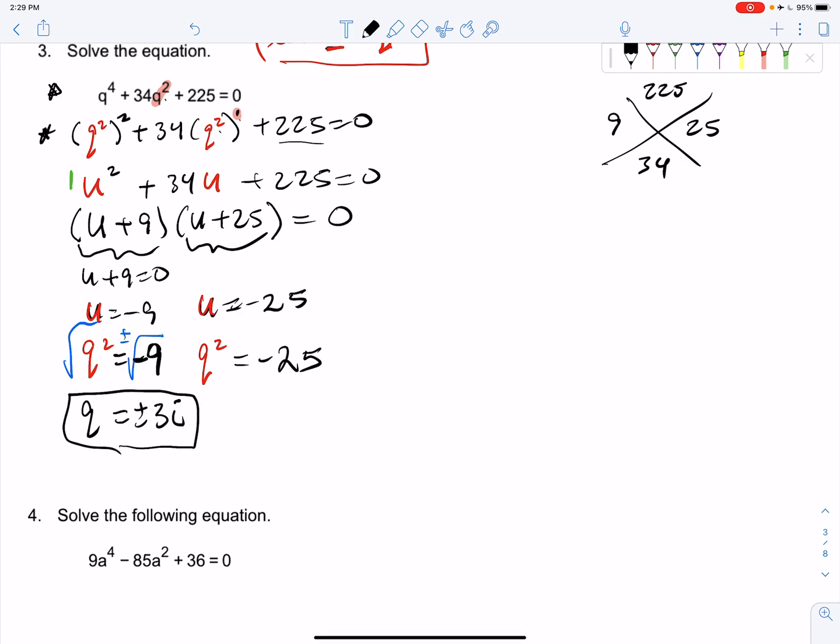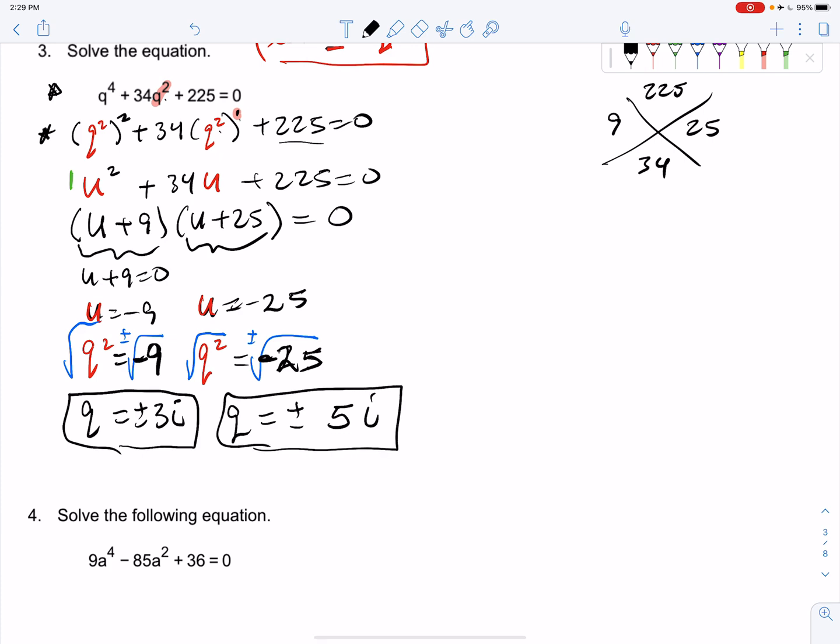Okay, and let's do it again right here. We can undo the squaring by square rooting. We square root both sides, never forgetting our plus or minus. And we get Q equals plus or minus the square root of 25, right? It's just 5. And the negative on the radical is an imaginary number, 5i. So for number 3, we get 4 answers. And it is Q equals plus or minus 3i, or Q equals plus or minus 5i.